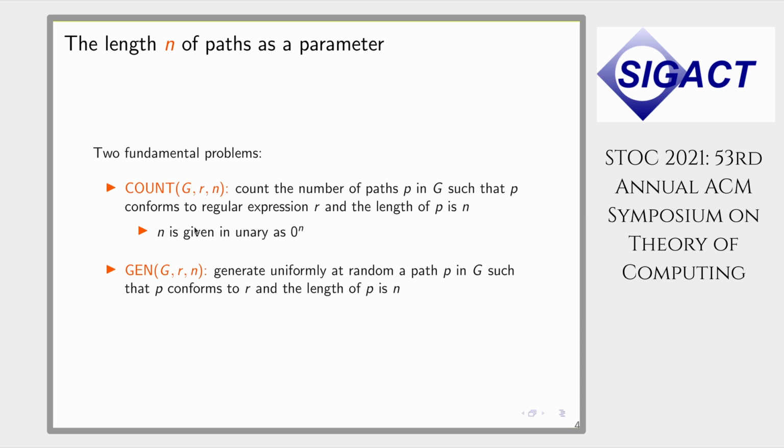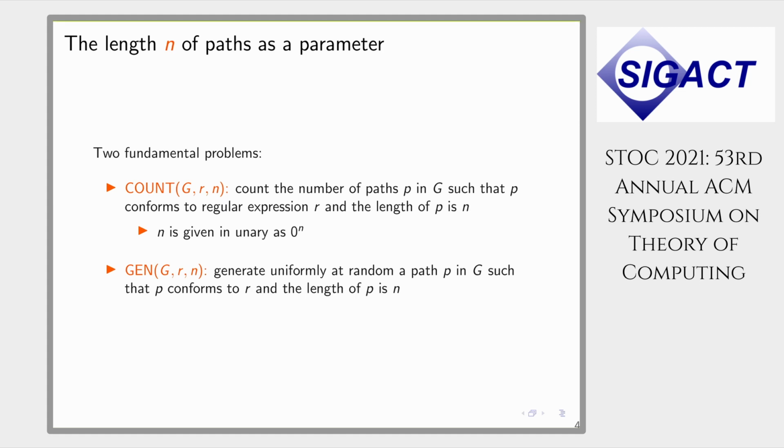And also another important problem is this problem gen with the same input, but now you want to generate uniformly at random a path P in G such that P conforms to R and the length of P is n. And in particular, this second problem is very interesting in the sense that you can think of giving fair answers to a query, right? I mean, I give you a regular expression and I want to give you a path that is somehow representative or is taken from the set of all possible paths that conform to this regular expression.